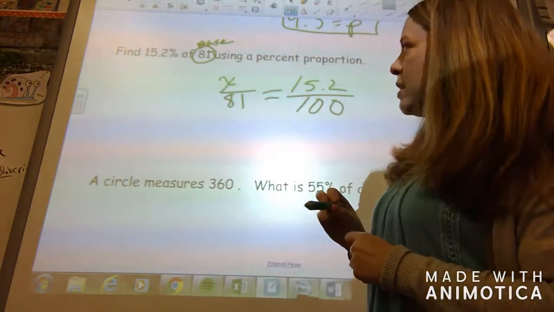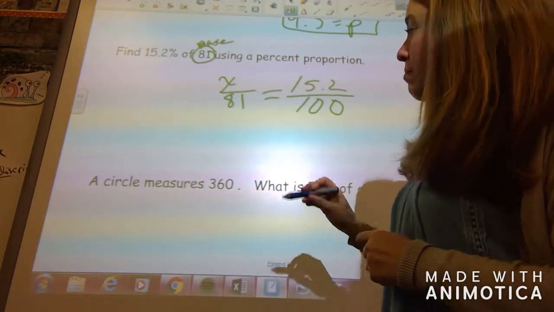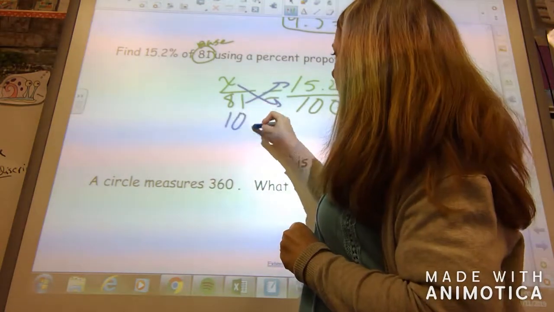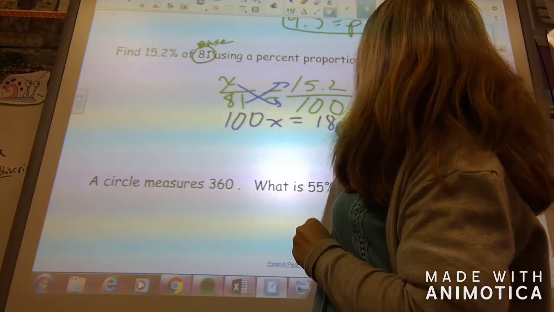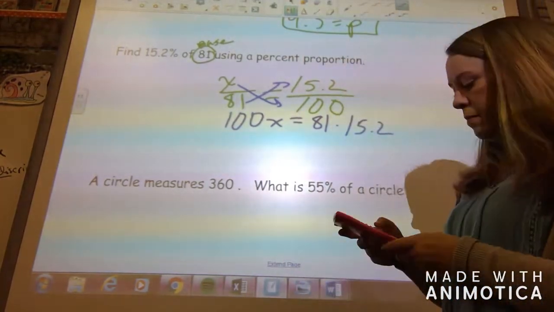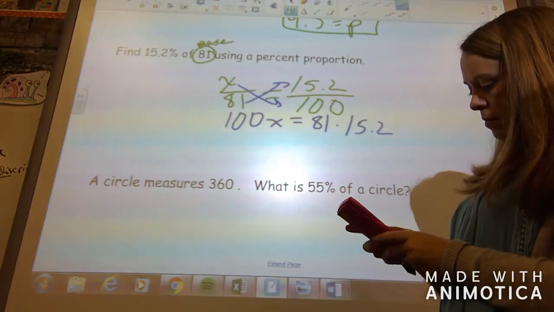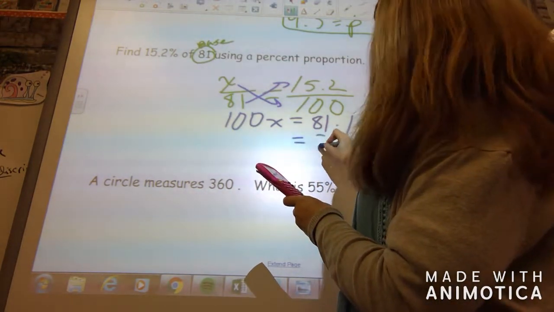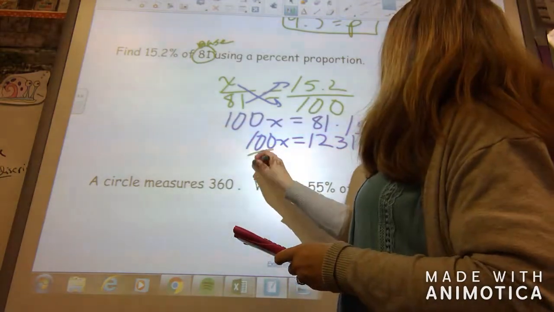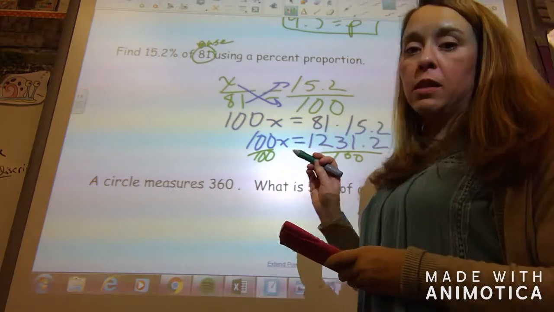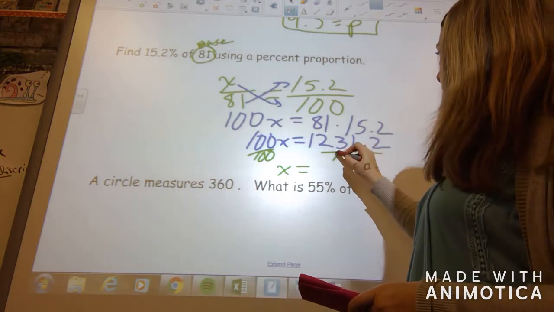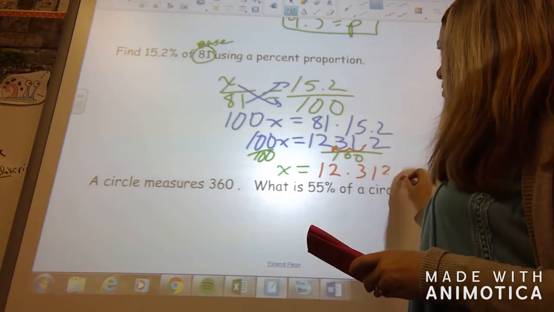And over here, my percentage is what I don't know, okay? I don't know what part of 81 equals 15.2%. Now I'm going to cross multiply. Oops, sorry, 81, not 18. Now I'm dividing by 100. It's just an equation that I'm solving, right? So that means I'm going to move my decimal point 2 places to the left, and I get 12.312.